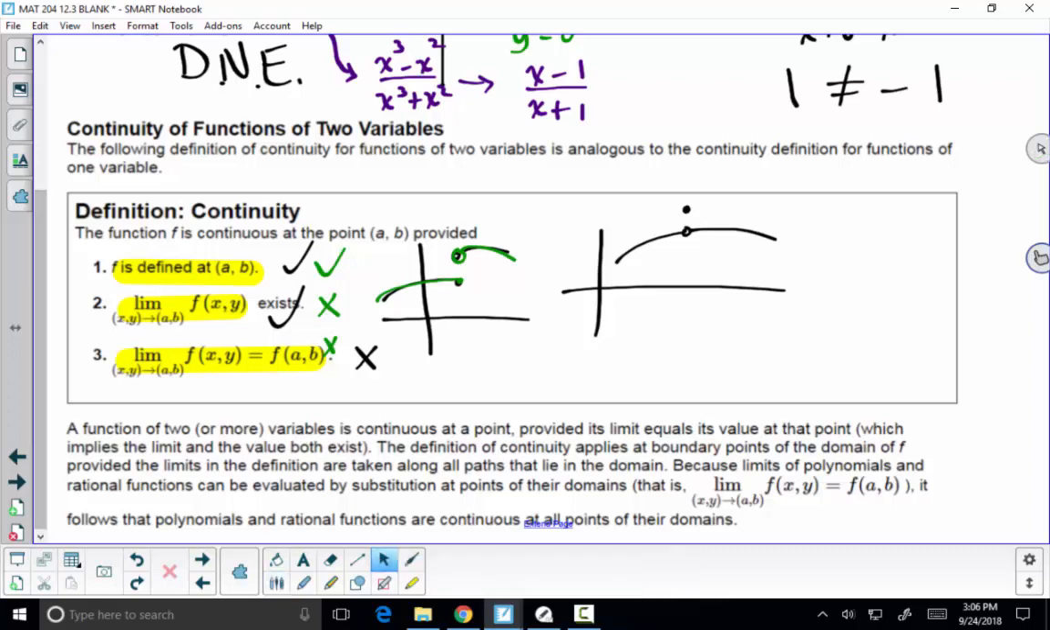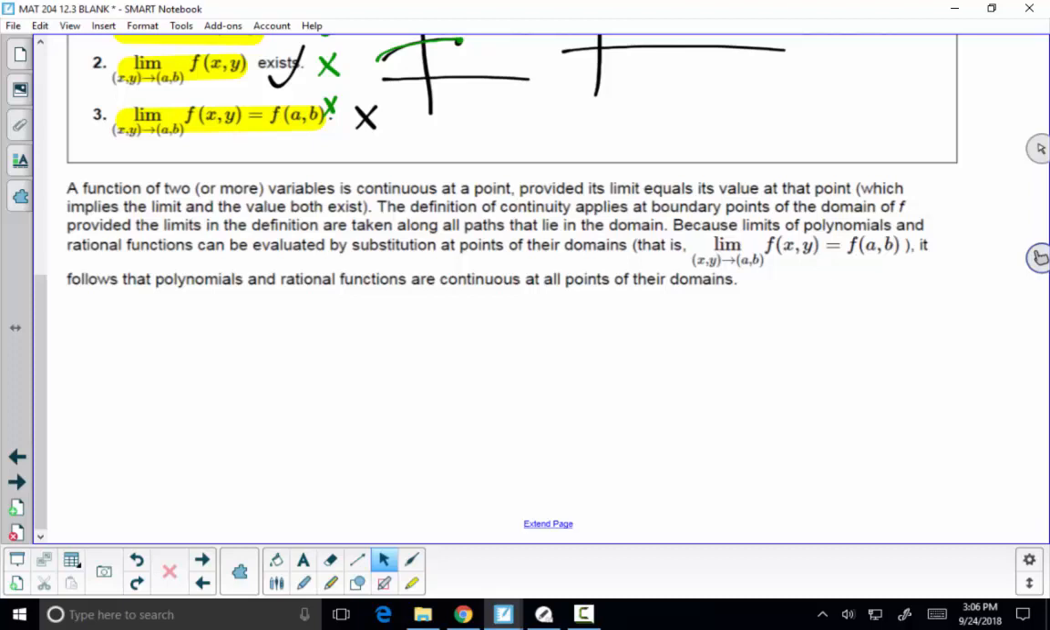Right, so here they're talking about continuity being defined at a point, provided the value of the function is equal to the limit. The definition of continuity applies at boundary points kind of in the same way that we do one-sided limits. If we want to know whether the function is continuous at this boundary point right there, we only consider paths to that point that are within the domain. We don't talk about paths that are not inside the domain. This stuff is something we're not going to really deal with.